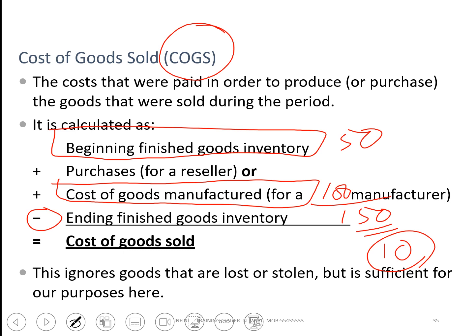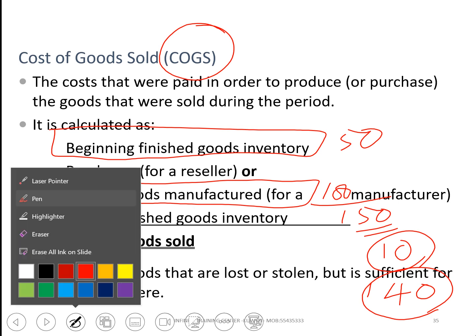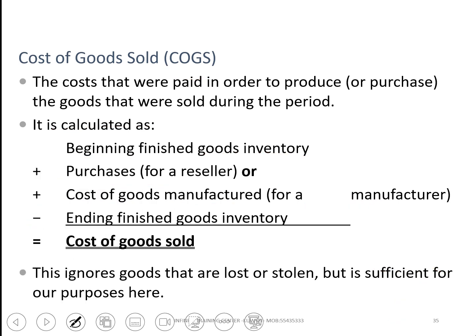So 150 was there. Now I can see only 10. That means I sold 140. Correct? I sold 140. So 100 I made during the period, 50 was there in the beginning. Total available for sale is 150. Now what is left is 10. That means I sold 140. And this is what actually the cost of goods sold.